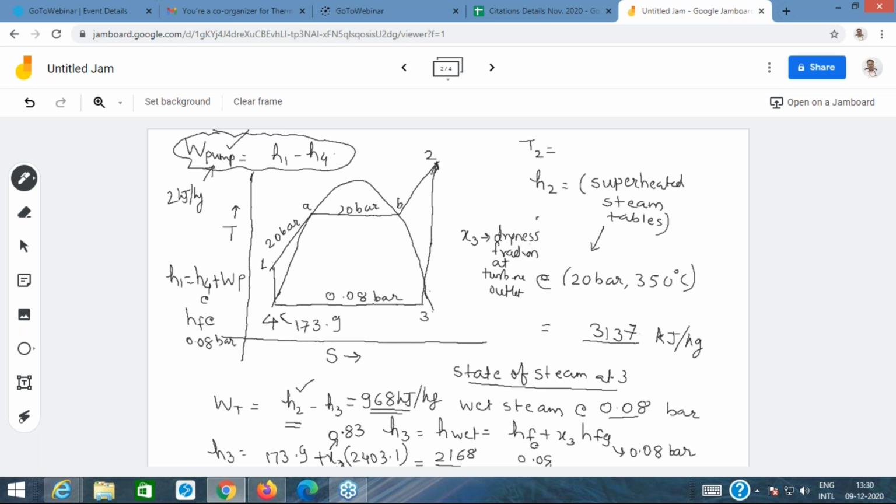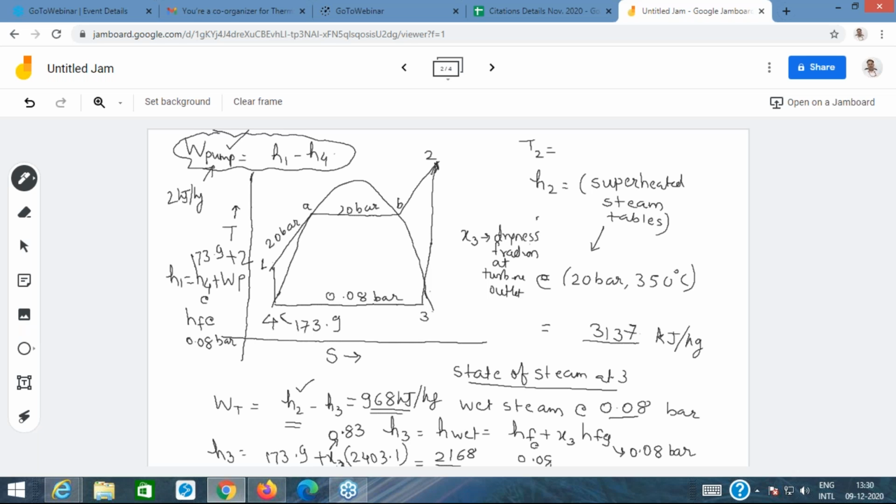So how much would be H1? H1 would be 175.9, right? Yes or no? This is 173.9 and pump work is 2, so H1 would be 175.9. Is this followed? H1 would be 175.9. And once you get H1, you can find the heat supplied.